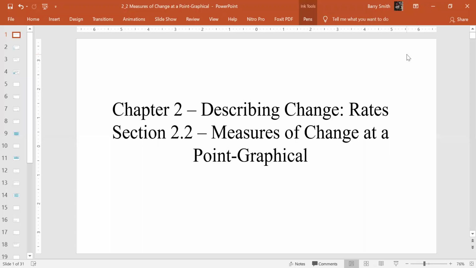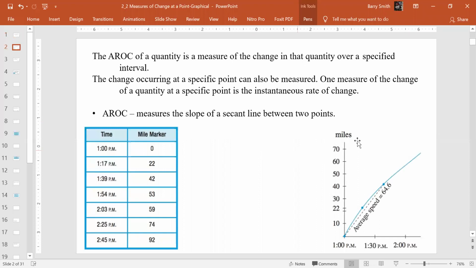All right, so this is chapter 2 on describing change rates, and this is section 2.2 on measures of change at a point, and it's graphical. And due to the fact it's graphical, I have to have a different format for the slides. Hopefully this will work. All right, so the AROC, remember, the average rate of change of a quantity, is a measure of the change in that quantity over a specified interval.